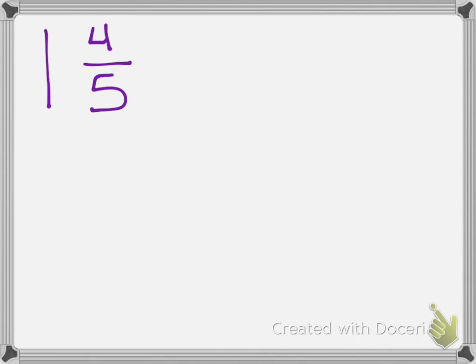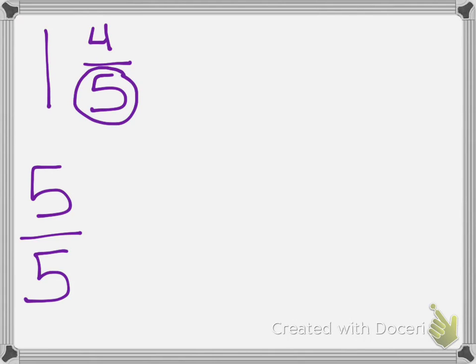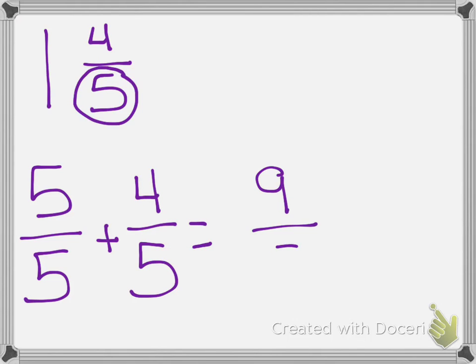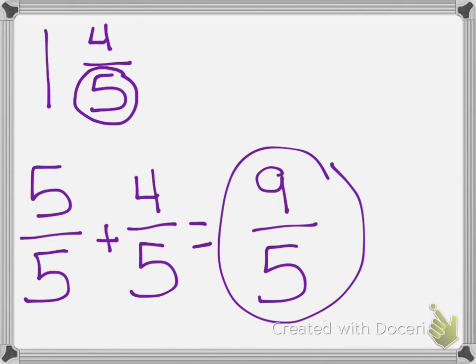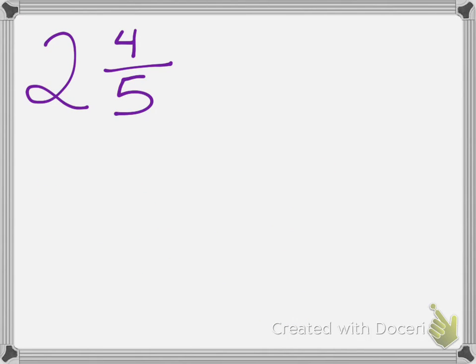Another example, 1 4/5. Again, look at the denominator to tell how many would be a whole. 5/5 is a whole, plus the fraction that's left is 4/5, and that equals 9/5 as an improper fraction, or just a fraction. One more example now, having more than one whole.